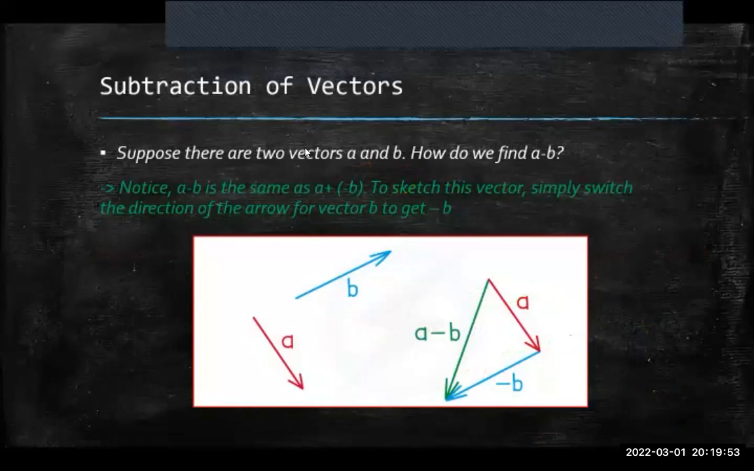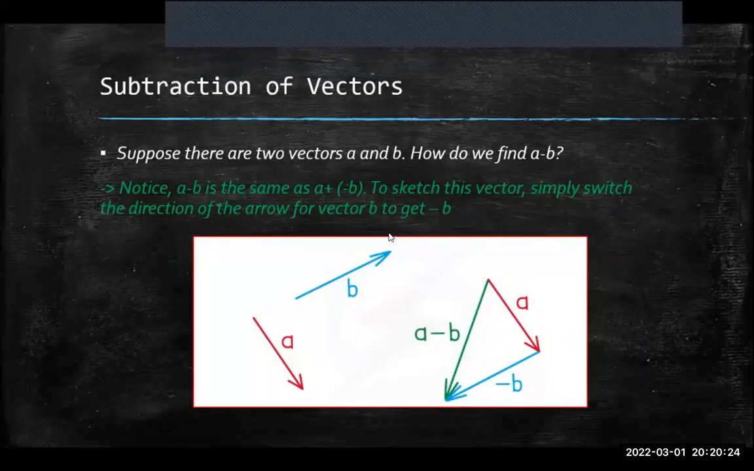Subtraction of vectors. Suppose there are two vectors again. We're sticking with the AB. A and B. How do we find A minus B? So before it was A plus B, now it's A minus B. Well, notice A minus B is the same as saying A plus minus B, because a plus and a minus is going to give me a minus, right? So saying A plus minus B is the same as saying A minus B. So to sketch this vector, simply switch the direction of the arrow for vector B, so you get minus B.